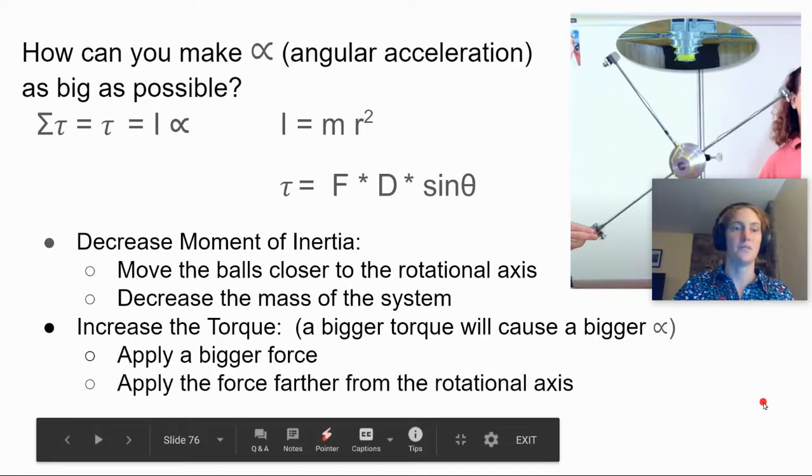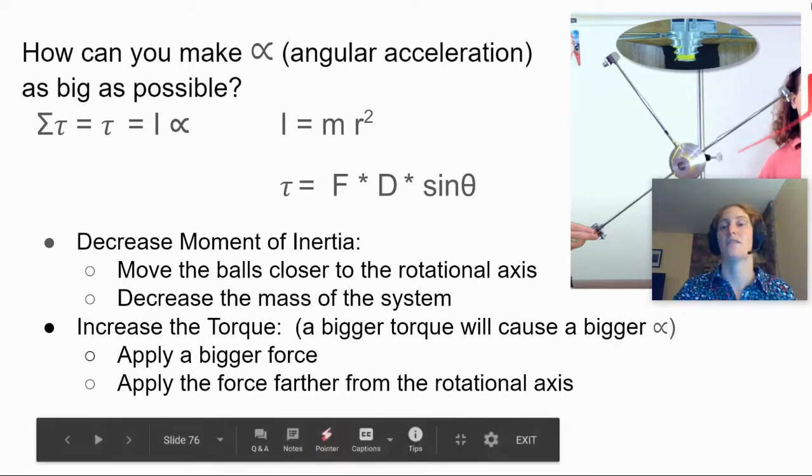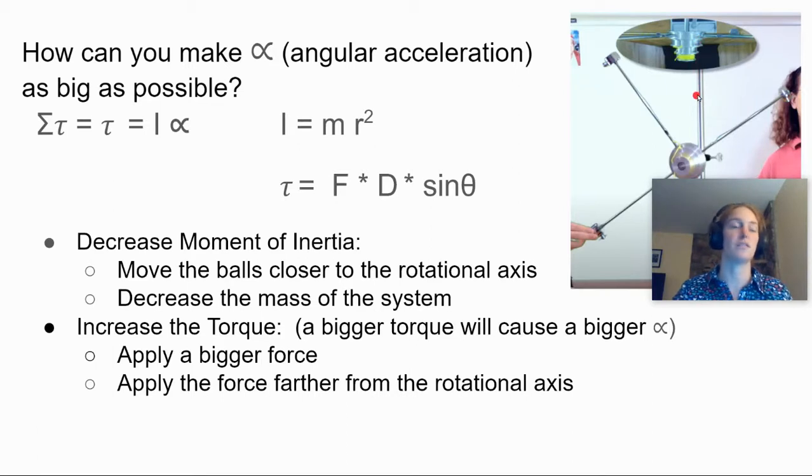I can do one of two things. In order to have a bigger torque, I can apply a bigger force, so I can hang a heavier weight, or I can apply the force farther away from the rotational axis. If I have the string wrapped around, the farther away from the center the string is wrapped, the bigger the torque is going to be. So on this picture, all I need to do is put it on a bigger axle in order for it to apply a bigger torque and therefore result in a bigger angular acceleration.